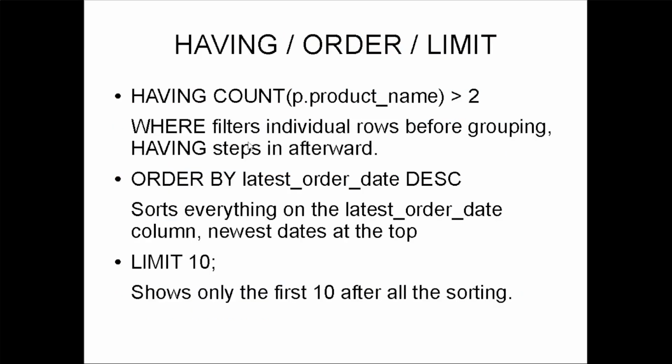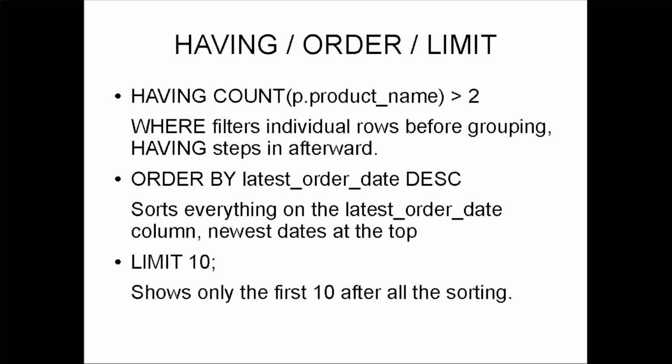Filtering groups with HAVING. HAVING COUNT(p.product_name) greater than 2. The HAVING COUNT(p.product_name) greater than 2 line in SQL is like a bouncer for your group data. It checks the groups you made with GROUP BY and only lets the VIPs through. While WHERE filters individual rows before grouping, HAVING steps in afterward to judge the groups themselves.